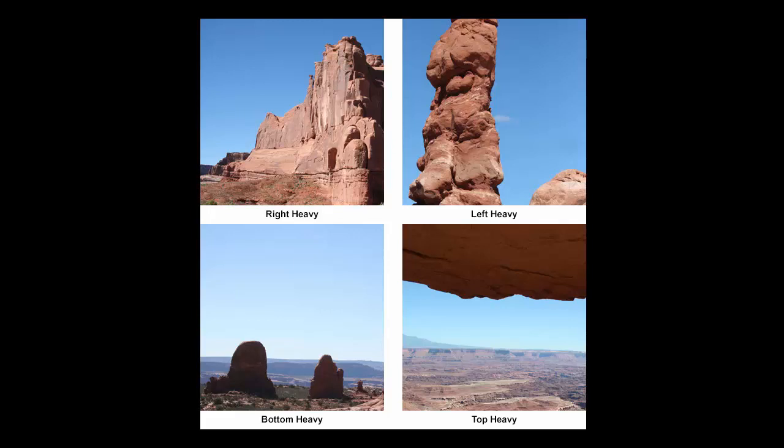For example, here's 4 examples. So this image is very right-heavy because there's more stuff going on the right and less on the left. This one is more left-heavy. This one is more bottom-heavy. And then this one is more top-heavy.